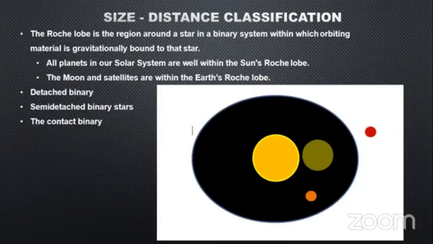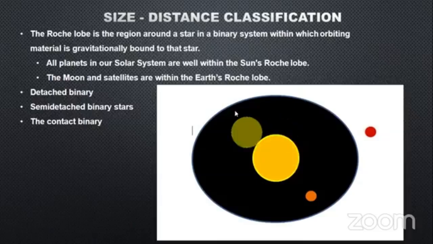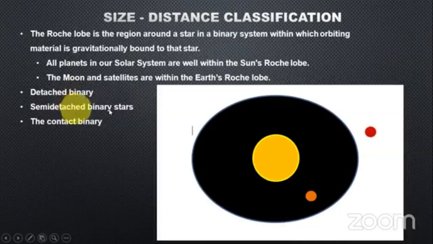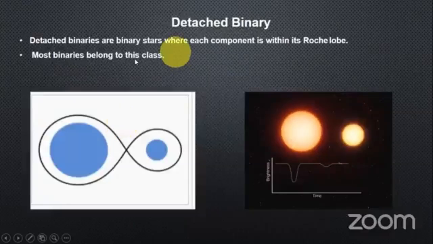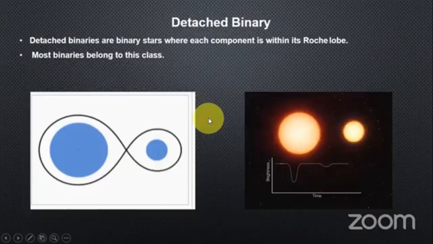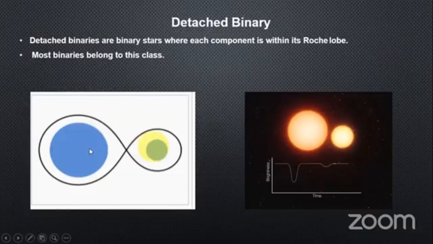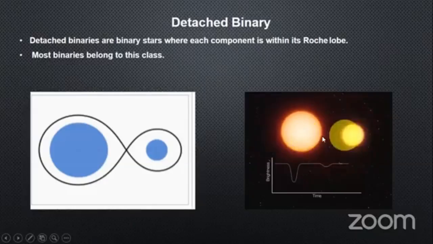So they're not likely going to be taken away. Now, based on this classification, we have detached binaries, semi-detached binaries, and contact binaries. The detached binaries are binary stars where each component is within its Roche lobe. And these are the most common classes. They're not stealing any material from each other. They are just okay.